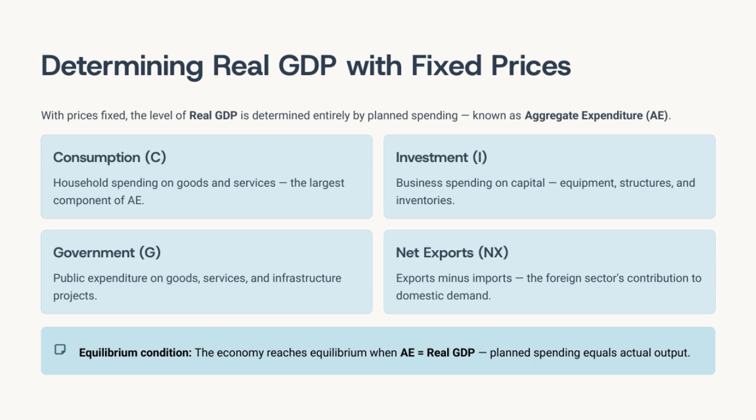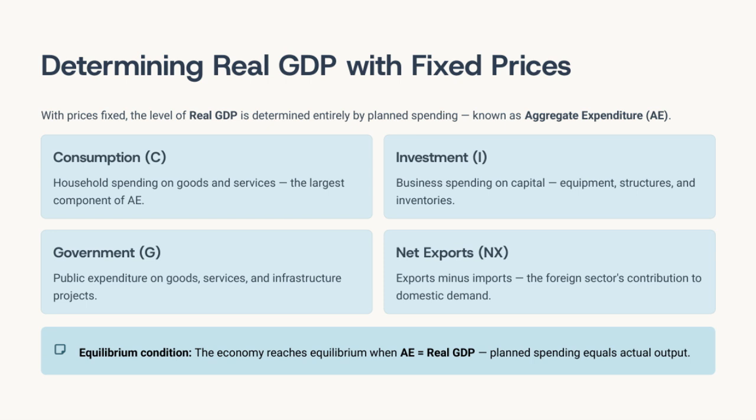This is often referred to simply as government G, and it plays a vital role in influencing overall demand. Then there's investment, labeled as I, which covers business spending on capital, things like equipment, structures, and inventories. This kind of spending is crucial because it helps expand productive capacity and supports future growth. Finally, household consumption, or C, is the largest component of aggregate expenditure. It includes all the goods and services that households buy. Since it's the biggest part, changes here tend to have a significant impact on overall economic activity.